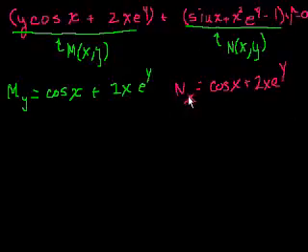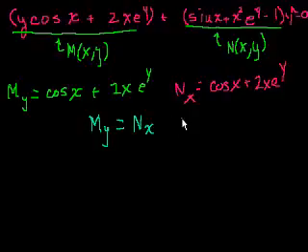So the partial of N with respect to x is cosine of x plus 2x e to the y, which, lo and behold, is the same thing as the partial of M with respect to y. So there we have it. We've shown that the partial of M with respect to y is equal to the partial of N with respect to x, which tells us that this is an exact equation.